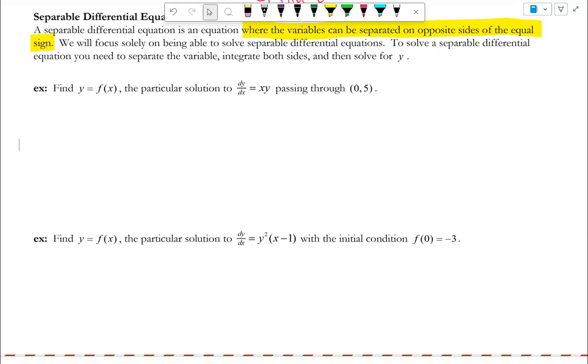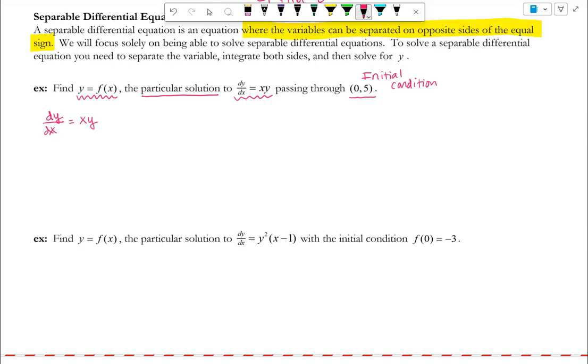All right, let's just look at this first example. We are asked to find y equals f of x, the particular solution. In other words, the specific solution to this differential equation, and it's going to pass through this point (0, 5). So this is our initial condition, if you ever see that language written out. Okay, so the first thing that we will have to do, step 1, is going to be separation of variables.